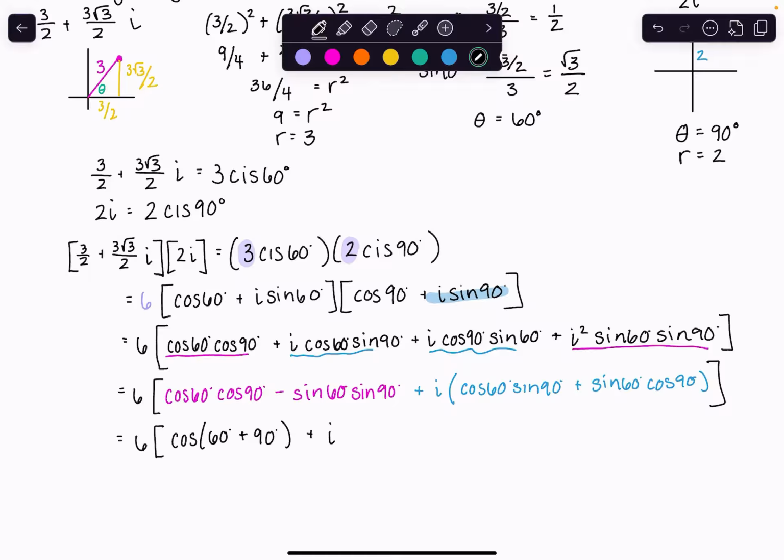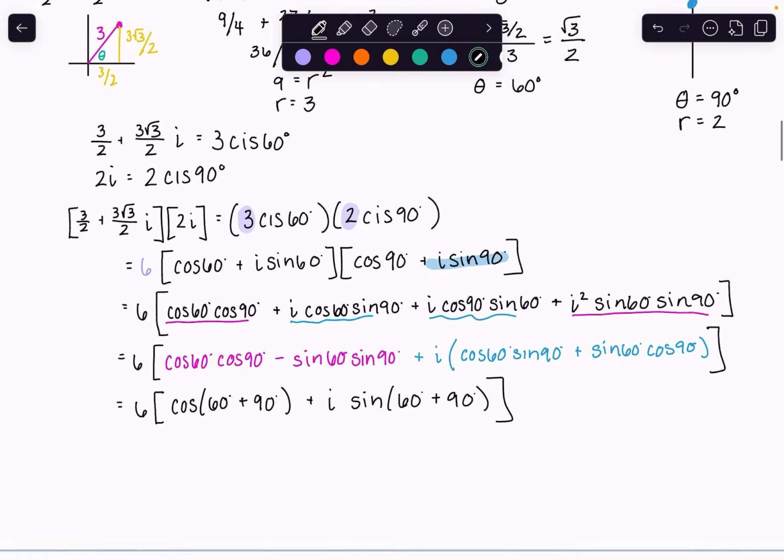And then for the second piece, we have I. We've got the opposite of each value. And then it keeps the same sign because this condenses to sine. And then we go ahead and we add those angles together. Okay. So this ends up resulting in 6 cosine of 150 degrees plus I sine of 150 degrees, or really 6 cis 150 degrees.